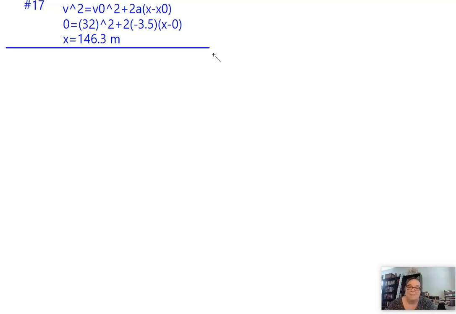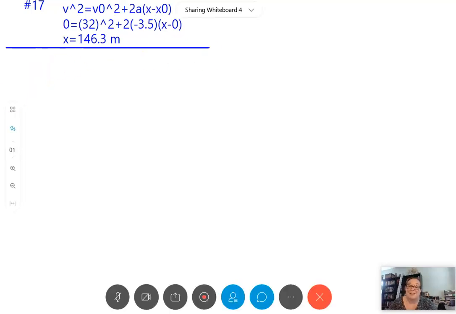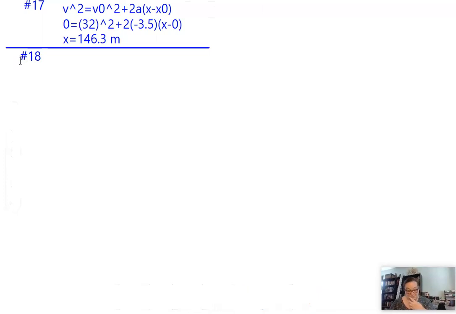So I think I mentioned this in class, but sometimes these are set up so that the other answers are answers that match up with common mistakes students might make. So you've got to be careful for that. Just because your answer is there does not imply that your answer is correct. All right, let's look at the next one, number 18.